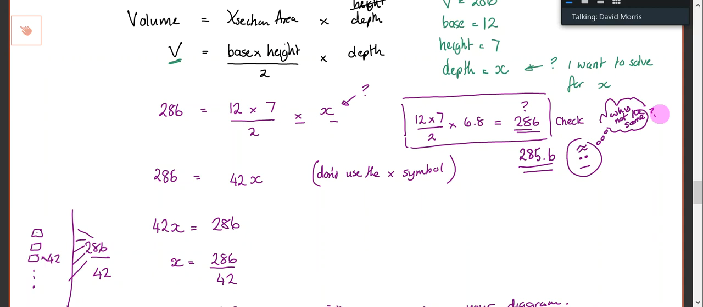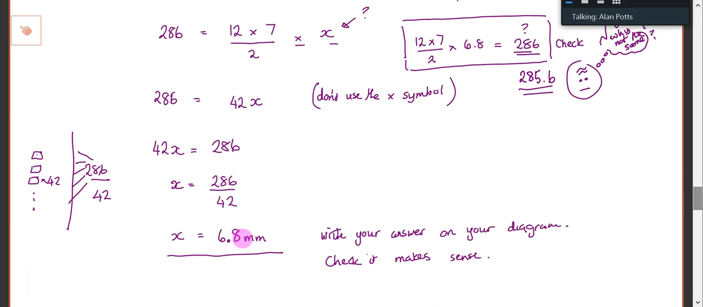Rounded. Okay. What did you get exactly when you did 286 divided by 42? You told me the answer was 6.8. Was it exactly 6.8? That's why I asked everyone to check. 6.8095238, and it probably goes on forever. Okay, well, I can stop there.